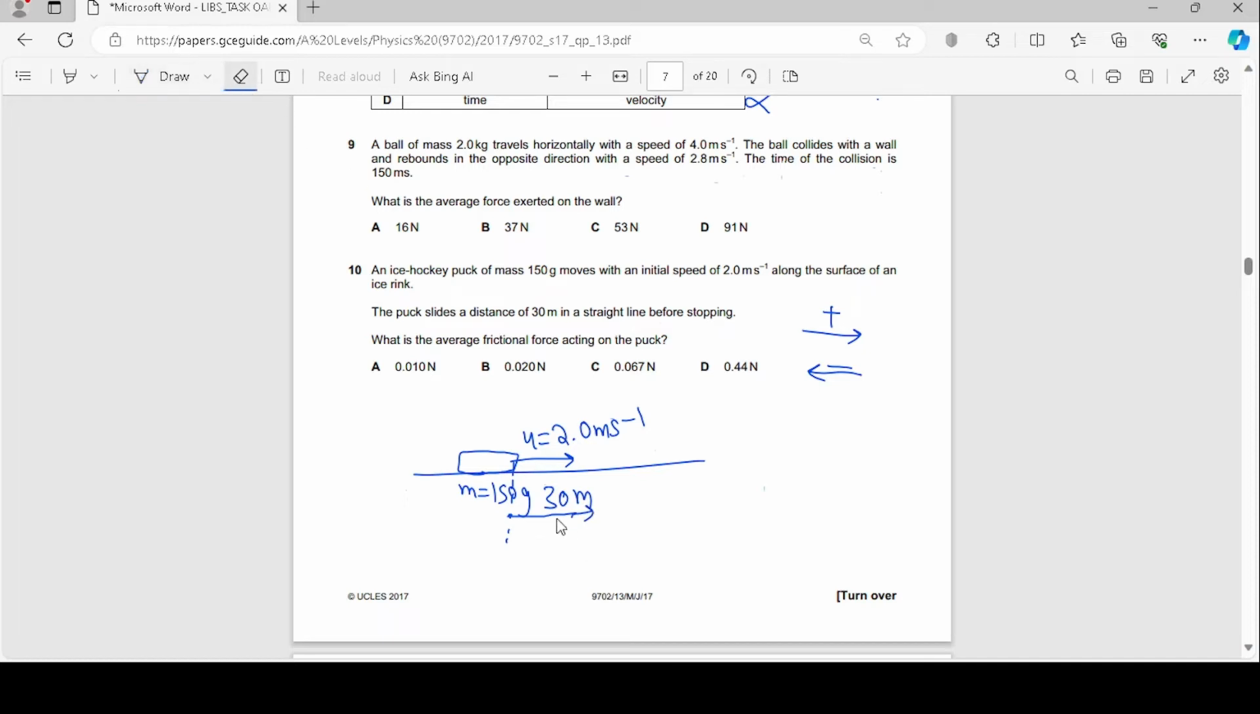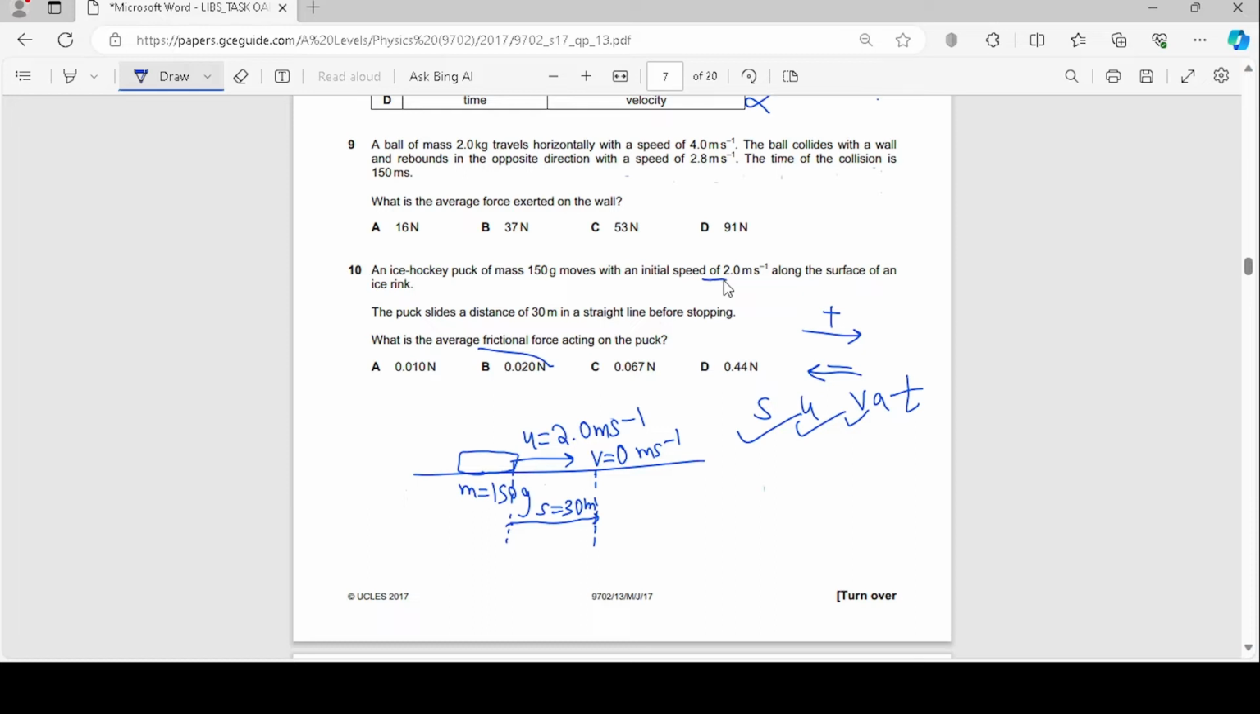All right, let me just make this a bit more neat. So s equals 30 meters, all right. And I'm assuming that it stops here, that's 30 meters. Before stopping, so over here my v, the final velocity, equals 0 meters per second, okay. Now what is the average frictional force acting on the puck? Again, I really do feel it's a SUVAT question, or it can be solved using SUVAT. So we have the displacement, we have the initial velocity, we have the final velocity, and we need to find the average frictional force.